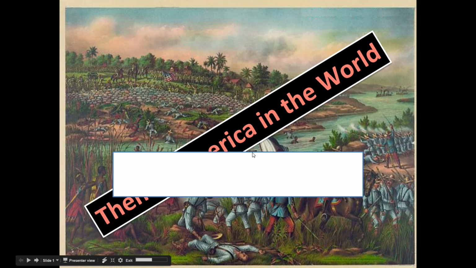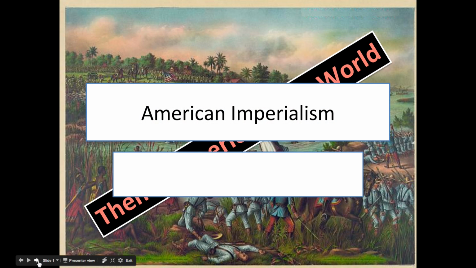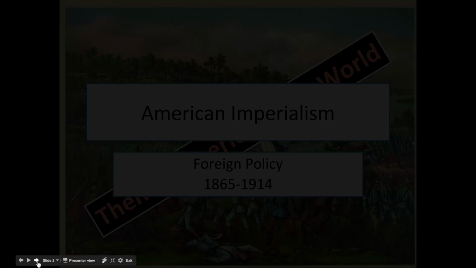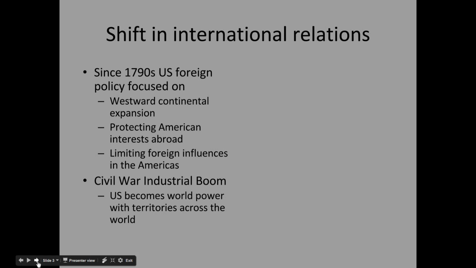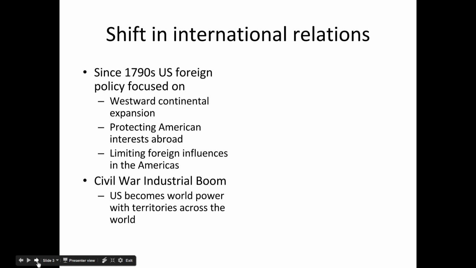We are talking about America in the world and imperialism and American imperialism and foreign policy from 1865 to 1914. So, this cartoon kind of epitomizes Americans' participation in the age of imperialism, just like we saw in world history, European nations carving up Africa and Asia. The United States set its sights on Latin America and islands in the Pacific. So you have sort of a shift in an isolationist policy in the United States to a more expansionist policy.